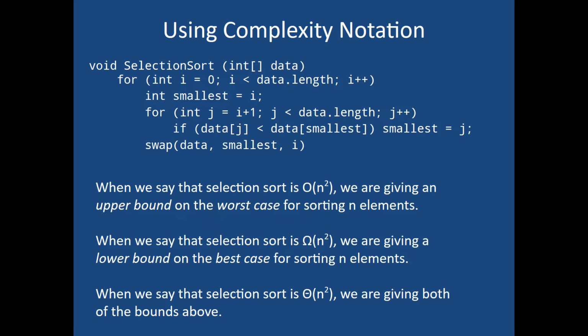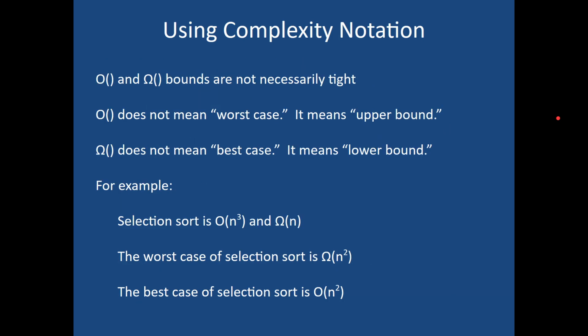Okay? So you're used to that. And I just want to disabuse you of the notion that big O means worst case. It's often used to characterize the worst case, but it just means upper bound. And same thing goes with omega. It does not mean best case. It means lower bound.